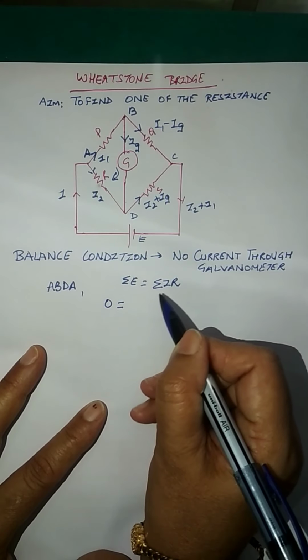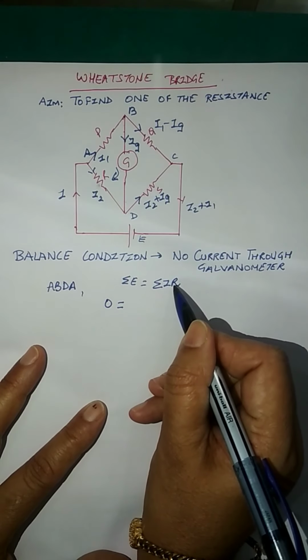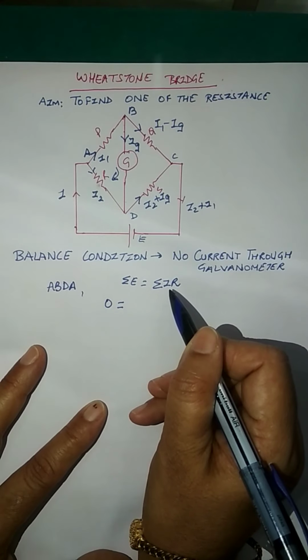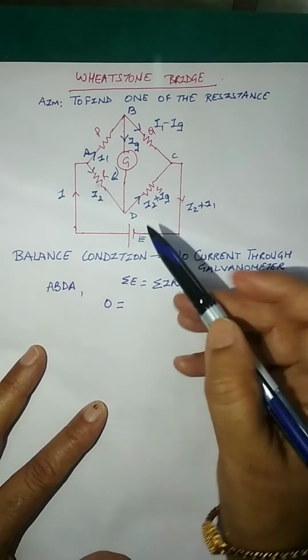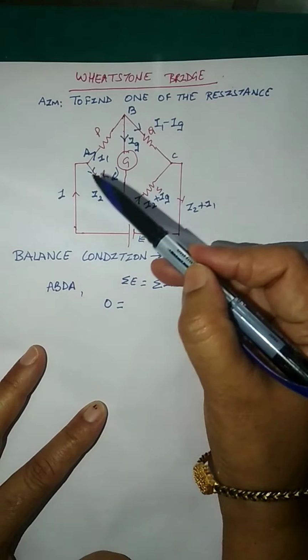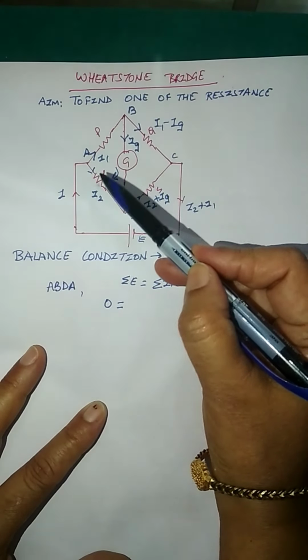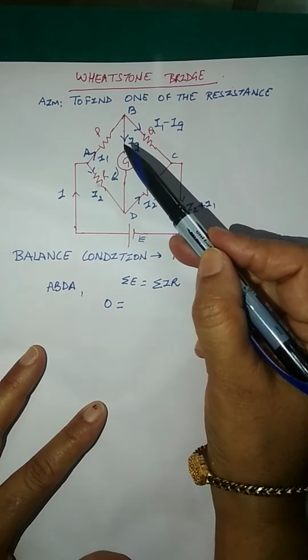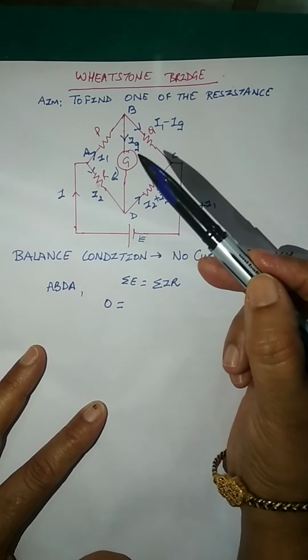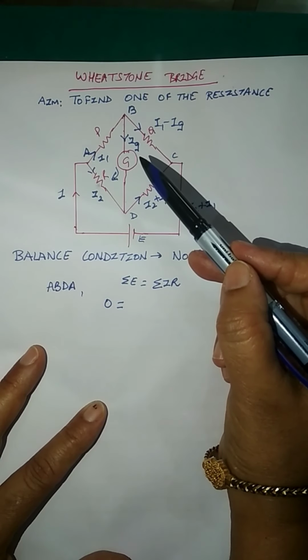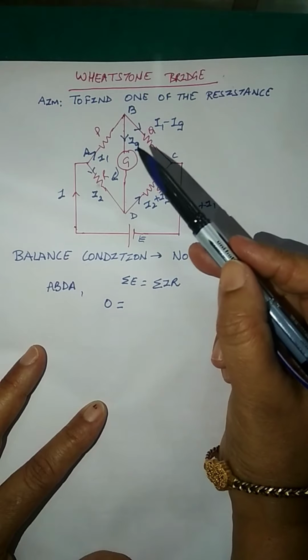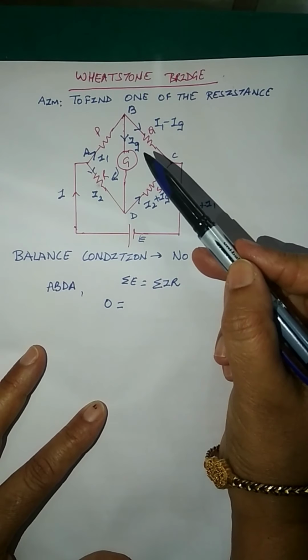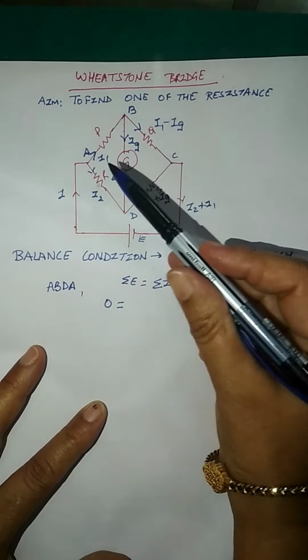Now we have to find the summation IR in the loop. Now I am taking the convention that if I'm going around a loop, and if I'm going in the direction of the current, I will take that product as positive. And if I'm traveling in the circuit in the opposite direction of the current, then I'll take that product as negative. Okay, let's now apply.